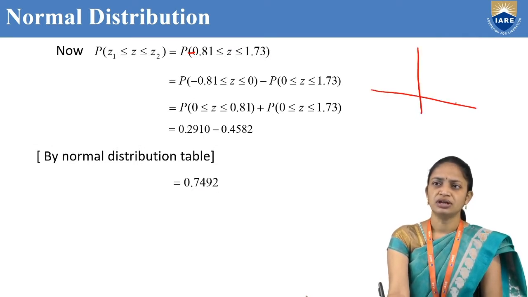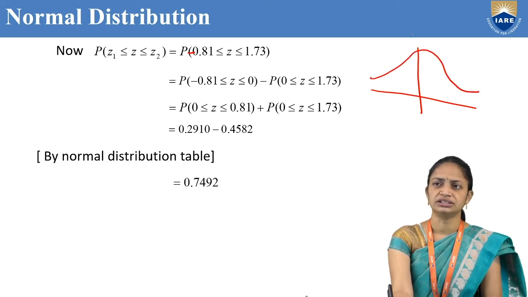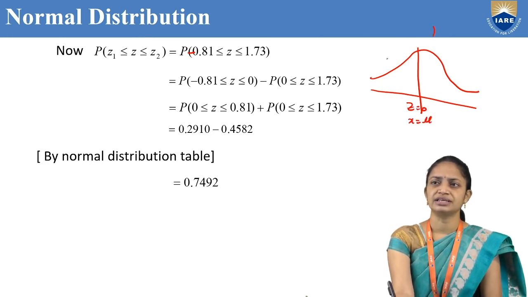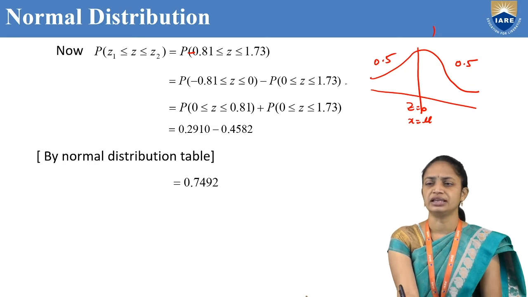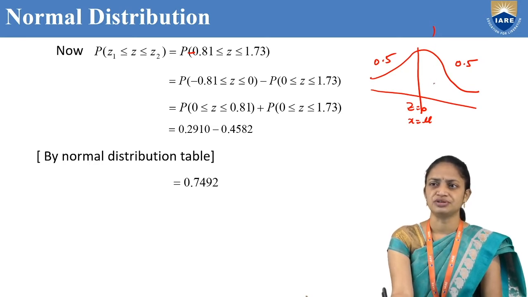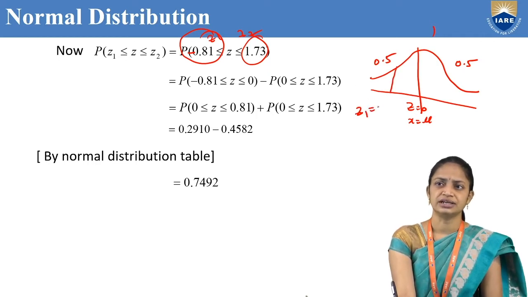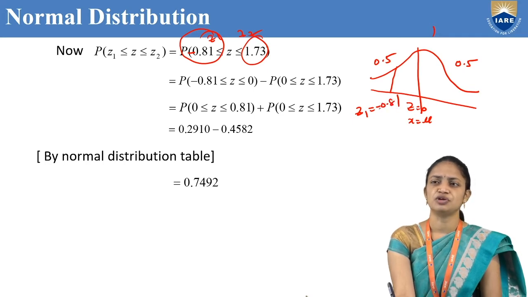So observe the normal curve carefully. Here this is our normal curve. We know that a normal curve is symmetric about z equal to 0 and x equal to mu, and the total area is 1, the left side area is 0.5 and the right side area is 0.5. If we have any negative values, we have to take them on the left side. If we have any positive values, we take them on the right side. Here we have one negative value and one positive value. This is z1 and this is z2. z1 we take on the left side because that is a negative value, minus 0.81.